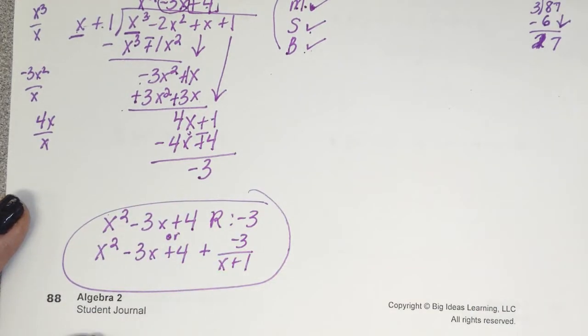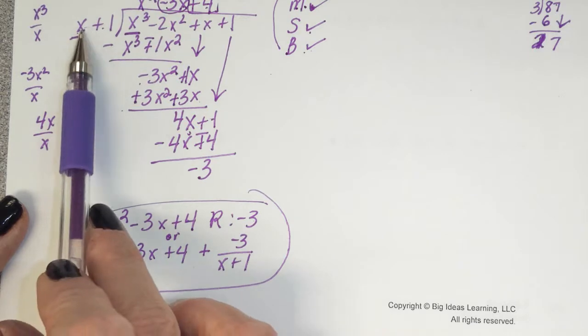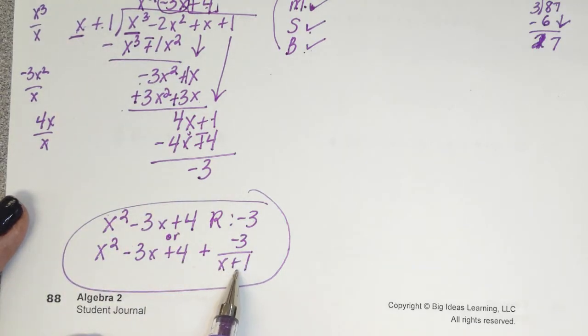That's two ways to write that answer: my quotient and my remainder, or my quotient plus my remainder over my divisor, what I was dividing by.